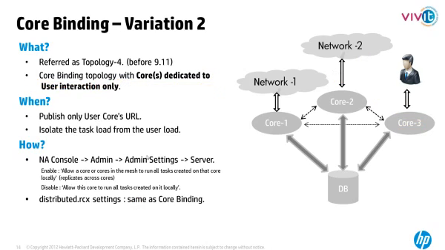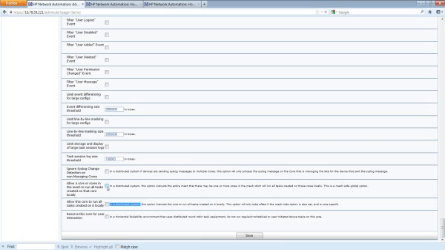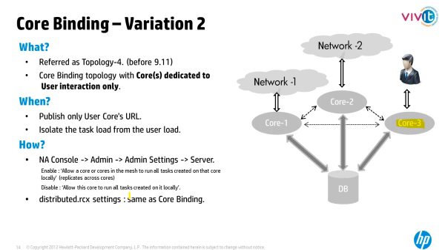So that is the core binding with variation 1, which is a dedicated core for the user interaction and user tasks. Now the second variation in the core binding is very similar to variation 1, except that you can't run tasks on this core 3. It's just only for the user interaction. And how do you do that? Again, it's simple. You just enable this one and just leave it this way. Disable it. And the other settings are same as core binding.